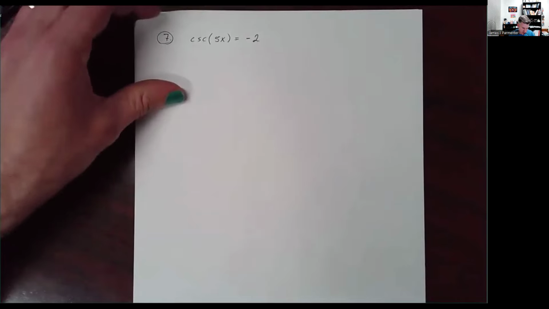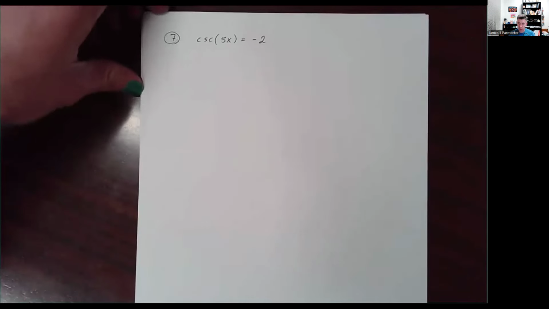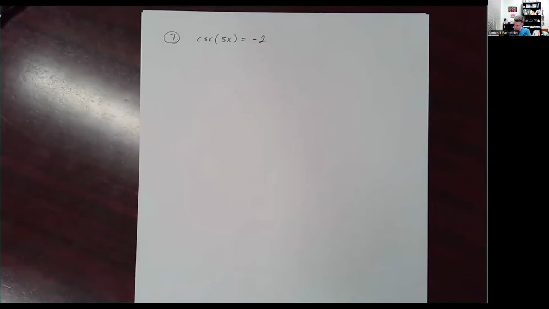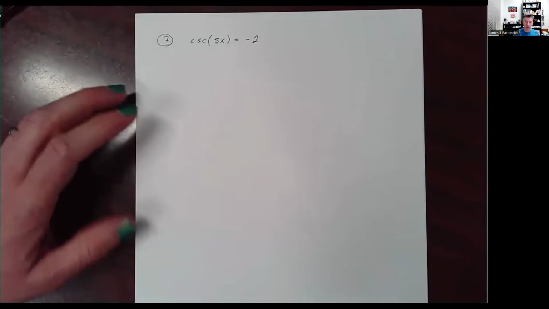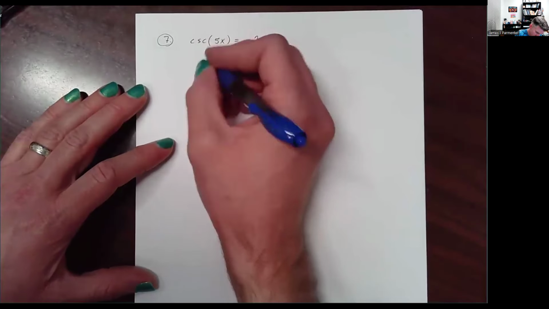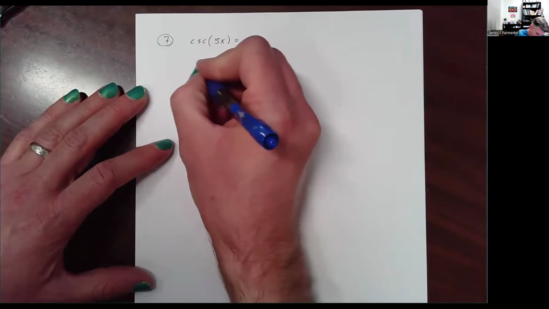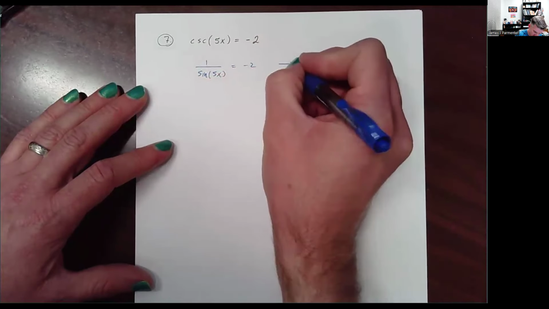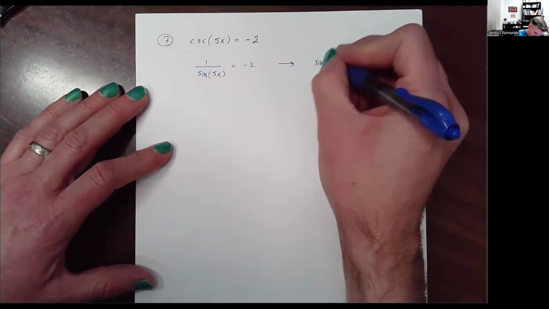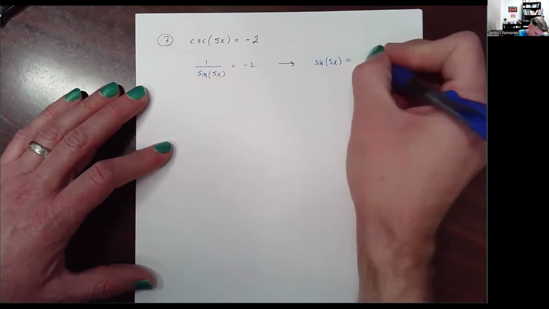I think this might be the last one. Yeah. Cosecant of 5x equals -2. Let me see one thing. Oh, it's fine. Okay. So I don't like dealing with cosecant and secant and cotangent. I would much rather think of this as the reciprocal, 1 over sine of 5x equal to -2, or even better, sine of 5x equal to -1/2.